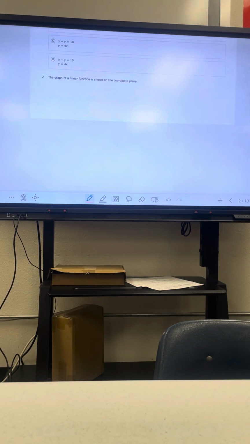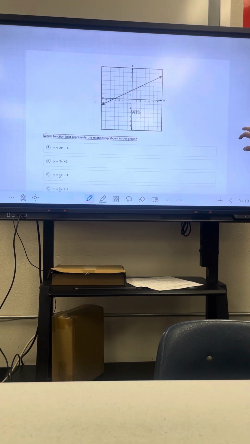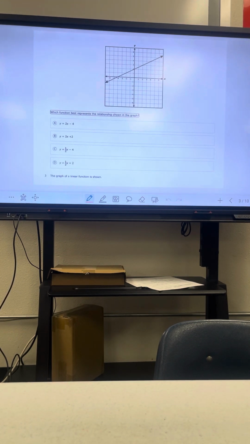Question number 2, it says the graph of the linear function is shown on the coordinate plane, and it says which function best represents the relationship shown in the graph. So this one's pretty simple, guys. It's just a linear equation in slope-intercept form. The fastest way to find this one is find your y-intercept and find your slope, or just graph these and match the key points. So this one's not too difficult.